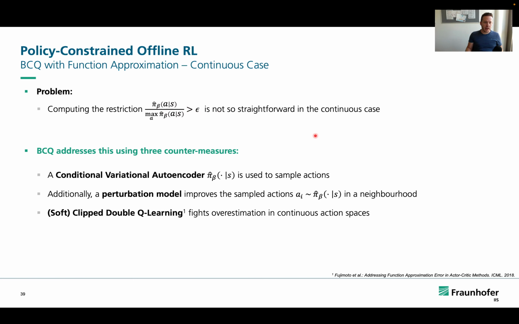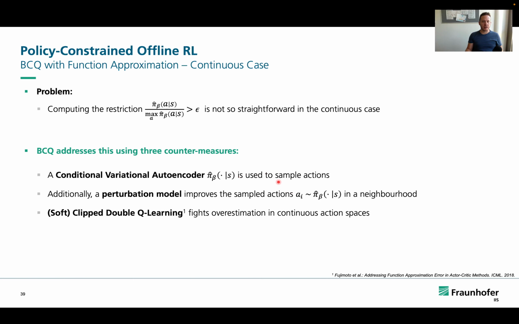and this actually is problematic if you want to really estimate this ratio value in practice, because it's actually intractable to do that. In order to do that, BCQ addresses this using 3 components. The first component is a conditional variational autoencoder. A variational autoencoder is a special variant of an autoencoder that lets you sample from a latent space using a prior, and then you can actually sample actions. So this is the conditional variational autoencoder.